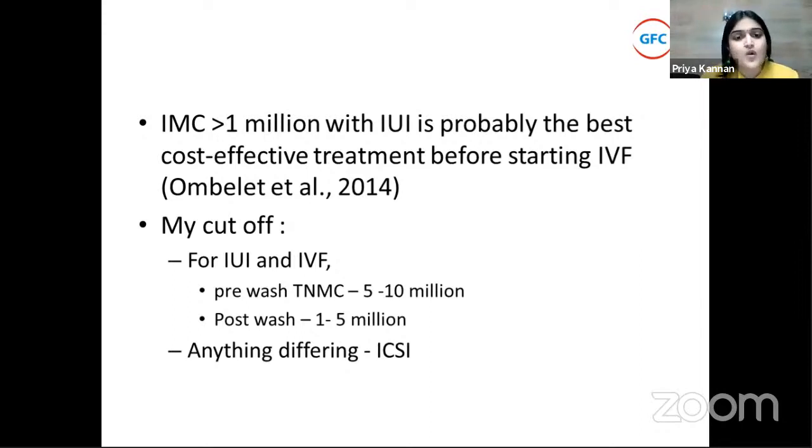A post-wash 1 to 5 million is my cutoff to suggest to them that IUI or IVF, because otherwise their failure rate is going to be quite high. And anything less than that, anything differing from that, I would straight away suggest an ICSI for that couple.